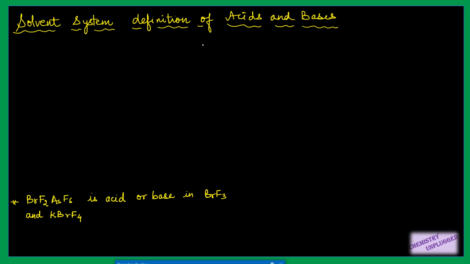Sometimes you can have different types of species that don't participate in proton transfer because they don't have protons, so we cannot classify them into acids and bases according to Bronsted theory, right? This type of system is called the solvent system definition of acids and bases. We can compare them with water.